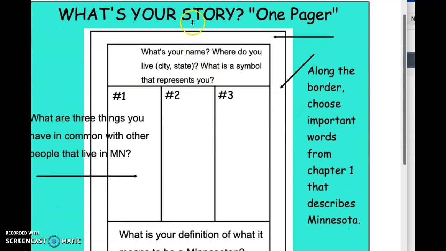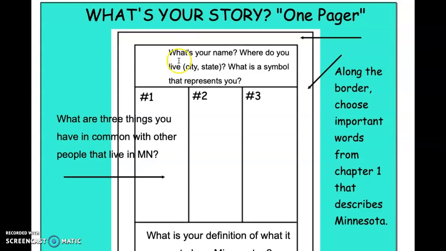So this is what your one-pager directions should look like. The first thing you want to do is take that information that you just got done reading in chapter 1 and create a border. I want you to choose those important vocabulary words, terms, or any words that you can think of that are big idea words and use that to create a border. Up at the top here, this first rectangle box, you're going to put your name, your city and state, and think of a symbol that represents you.